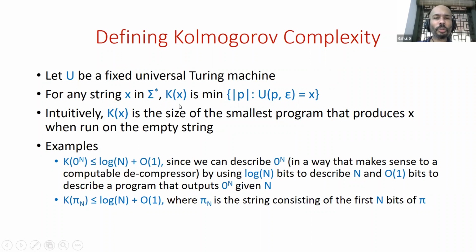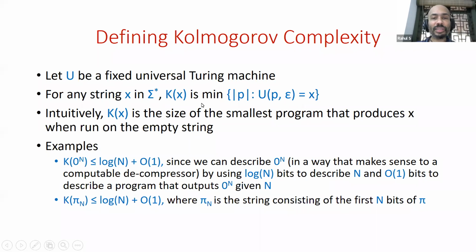Well, Kolmogorov complexity implicitly defines a compression scheme where the compressed version of x is this program. You have the smallest program which produces x, and that's going to be the compressed version of x. Then to decompress x, all you need to do is run the universal machine on this program and the empty string, and that'll be your decompressor.